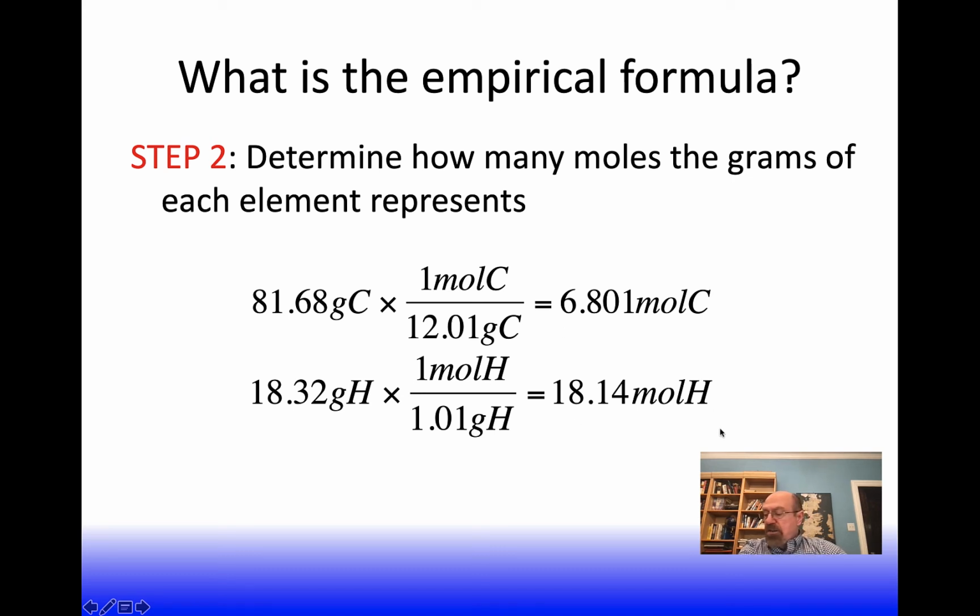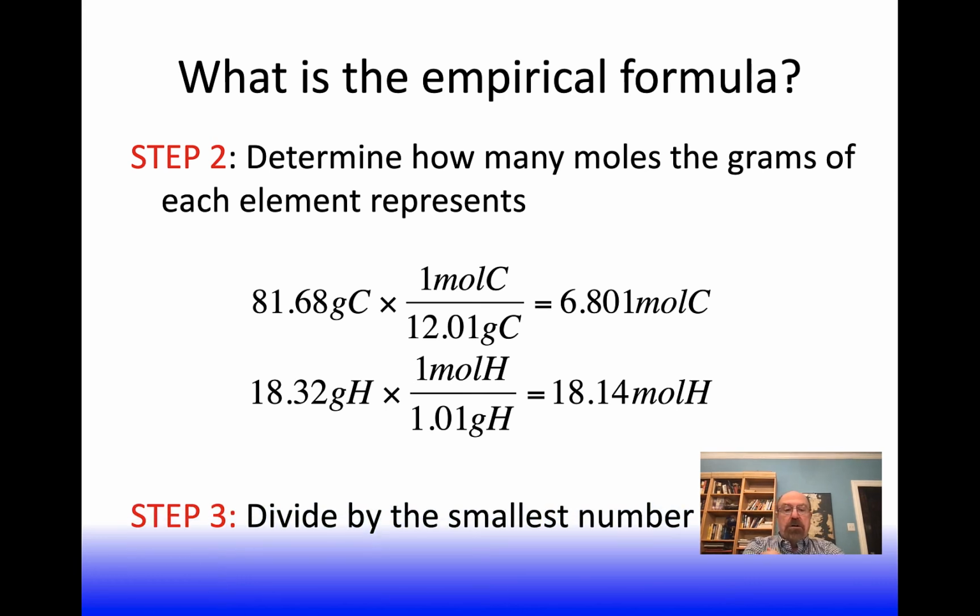So if you're going to step 2 on your list, where it says moles of hydrogen and moles of carbon, you're going to fill in those values. Now, the third step is still the same. Divide each value by whichever one has the least number of moles. So we're going to divide both by 6.801. If we divide both by 6.801, you will notice that we do not end up with whole numbers this time.